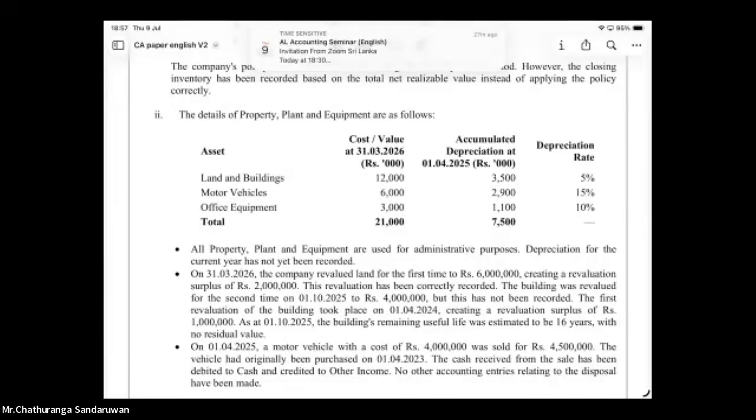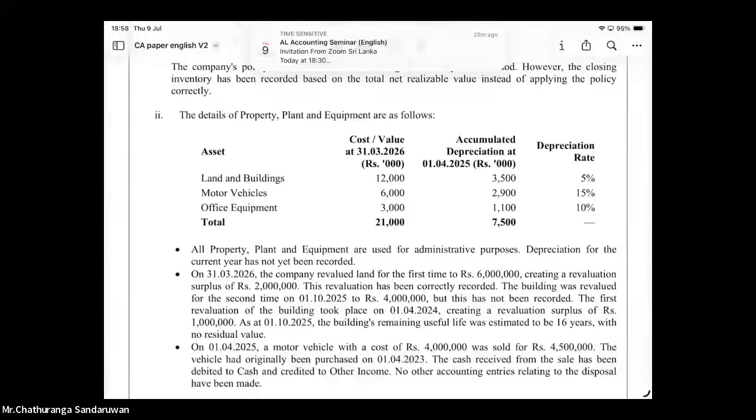Cost or value as at 31st March 2026, accumulated depreciation as at 1st April 2025, the depreciation rate. So we have these asset categories: lands, buildings, motor vehicles, office equipment. So 4 categories, right? If you look at the dates of balances, the asset value is given as at 31st March 2026. So don't take those balances as correct balances or opening balances, right? They may be incorrect. They are obviously not the beginning balances, plus there may be errors, right? So don't put those balances.